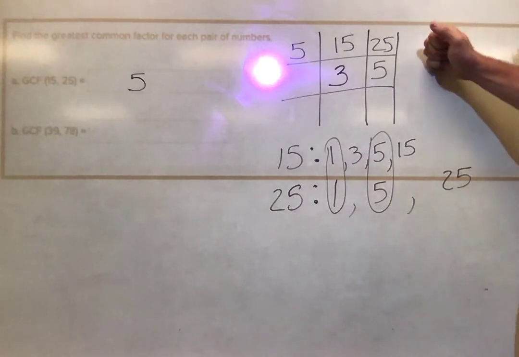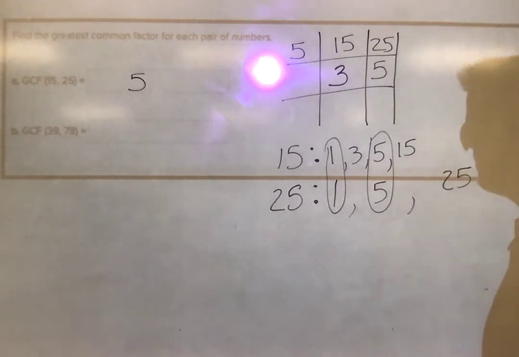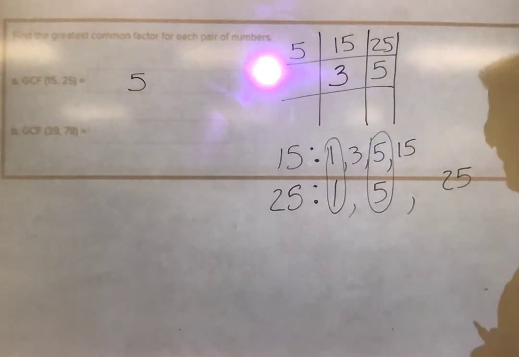So again, the rainbow method works when you just list out all the factors. And there are other ways too, but right now we'll just focus on these 2. Okay, so let's go ahead and take a look here at the second one.